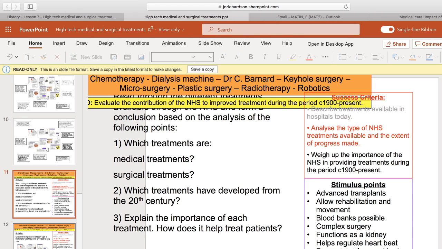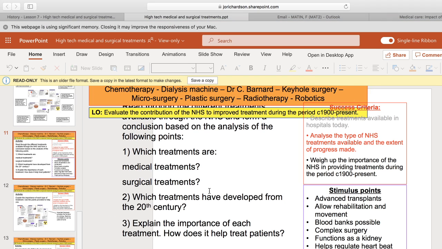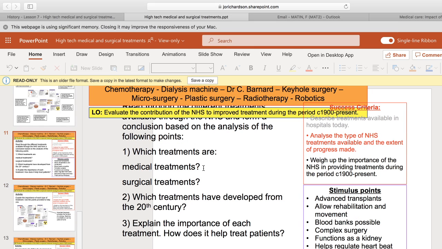Once you finish that, I want you to think about which treatments are medical treatments and which ones are surgical treatments. Sorry about the PowerPoint being funny there. And then as a challenge, you can do number 2 or number 3. So which treatments have developed from the 20th century and explain the importance. That one we've already done. So medical treatments and surgical treatments.